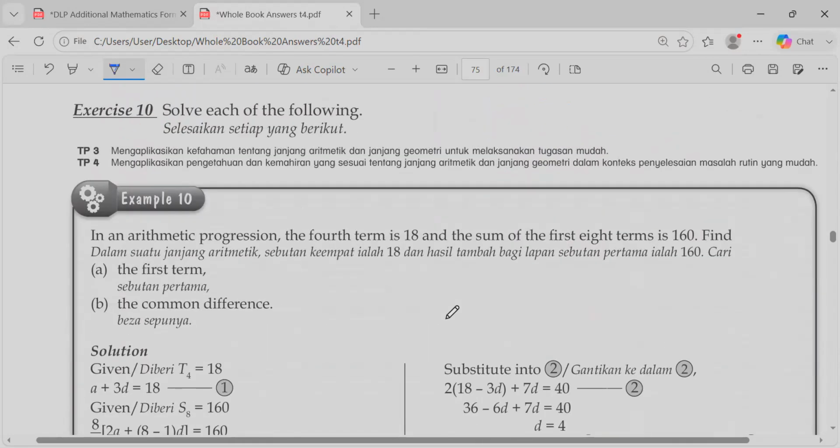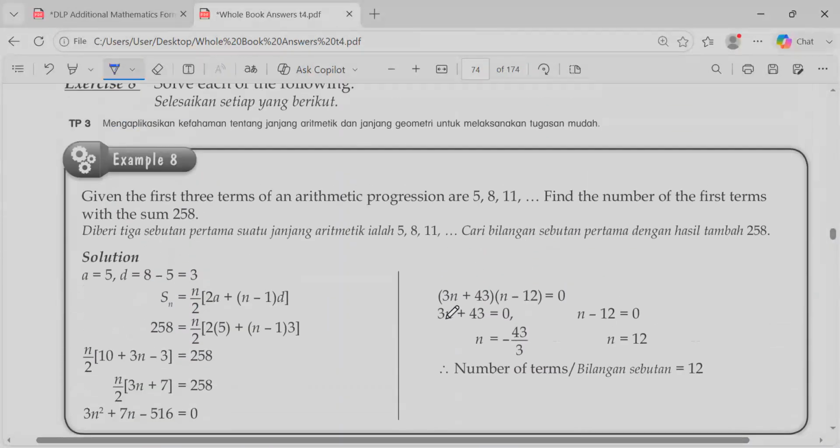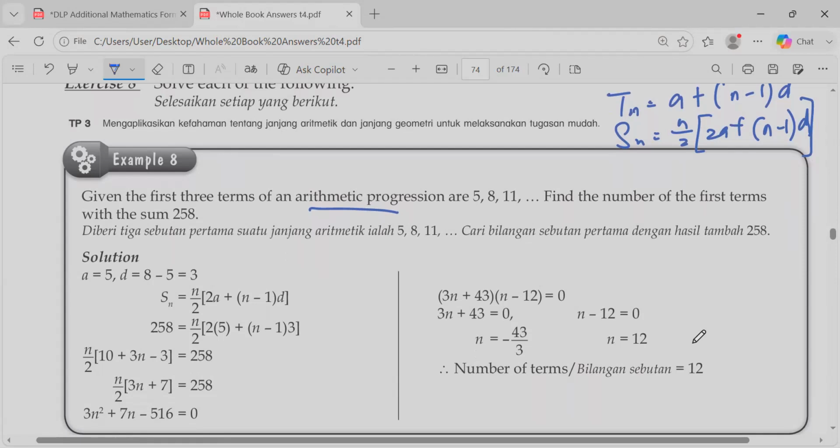Let's check this question. I like this question. The first three arithmetic terms. So for arithmetic, we have two common formulas. Actually, it's got 3 or 4 formulas, is it? So two common formulas, and you have to memorize them. It will help you.